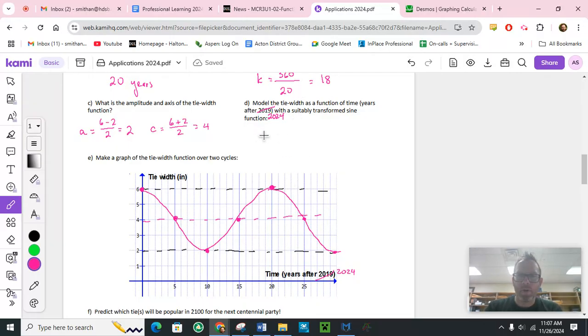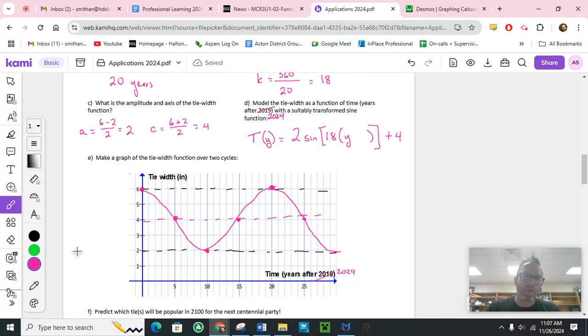Okay. And now we can create a model for this question. So let's use T for tie width. And for years, let's use a Y for this one. All right, so our amplitude is 2. That goes in front. And then sine. And then inside our brackets, we have our k value, which we found was 18. Y, we're going to have a phase shift. I'll fill that in at the very end. And our axis is 4.